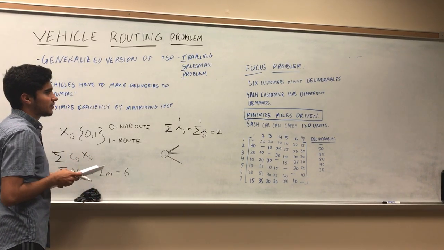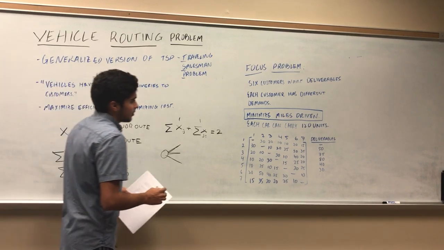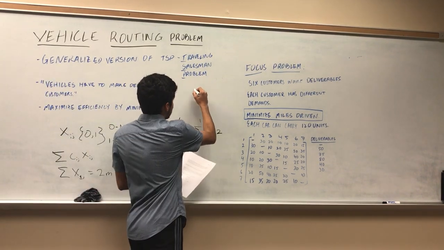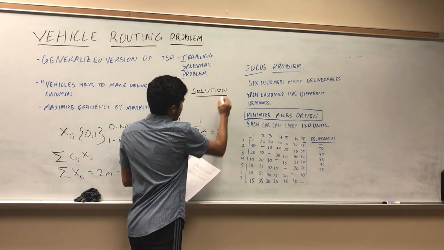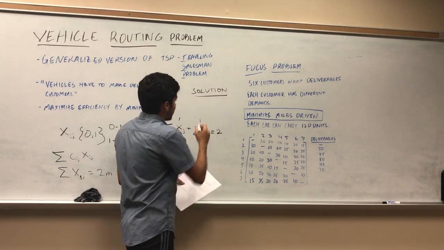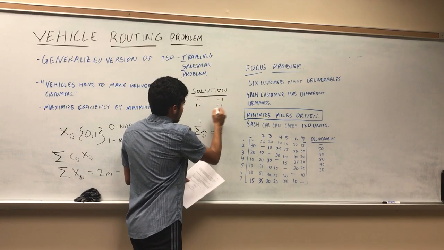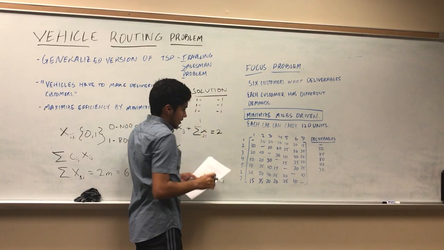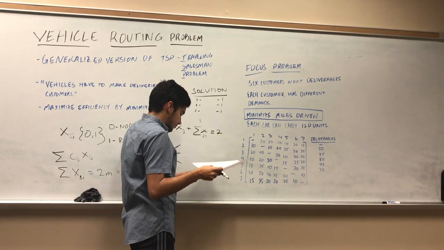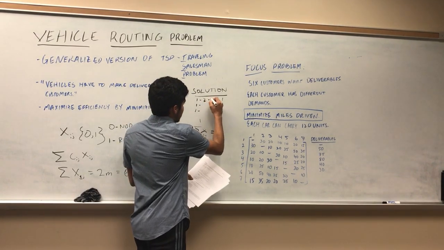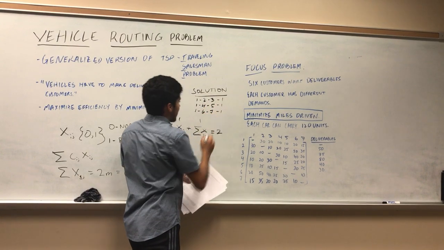So initially solving for our problem, we can just do a guess and check of solution. We're going to have 3 different routes, so we're going to have 1, 1, 1. And our first solution is going to be 1, 2, 3, 4, 5, 6, 7.